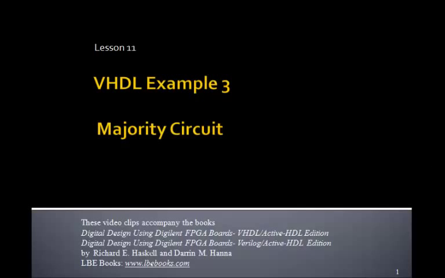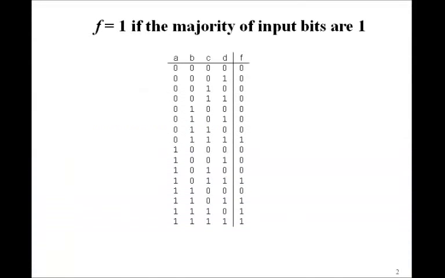This is lesson 11, in which we'll go through our third VHDL example by designing a majority circuit. Here's a truth table with 4 inputs, A, B, C, D, and an output F. The output F will be 1 if the majority of input bits are 1. That is, if we have 3 or more input bits of 1.